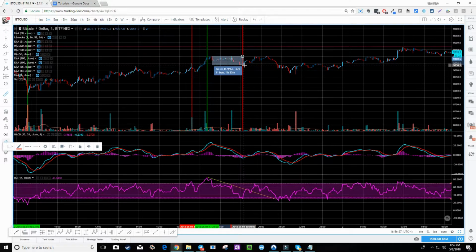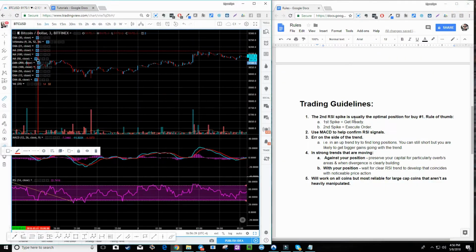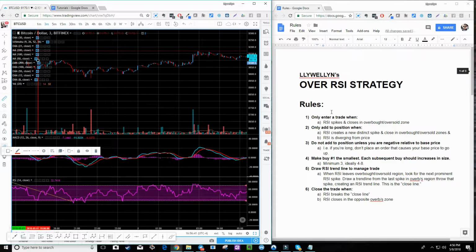Here we go. So that's like another 0.75%. So enter a trade when RSI spikes and closes in the overbought and oversold zone. And then, let's talk about adding to your position.